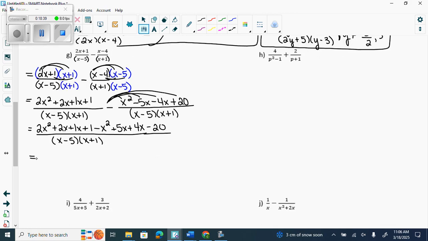And so I get 2 x-rays minus an x-ray. I'm left with 1 x-ray. I can write the 1 or not, doesn't matter. 2 xylophones and 1 xylophone is 3 xylophones. And 5 xylophones is 8 xylophones. And 4 more xylophones is 12 xylophones. 1 nothing minus 20 nothings is negative 19. Can I take anything out of this numerator? No. Can I factor it? Multiplication, what multiplies to be 19, 1 and 19. Ooh, 1 and 19 doesn't give me 12. So that's done. x minus 5, x plus 1.